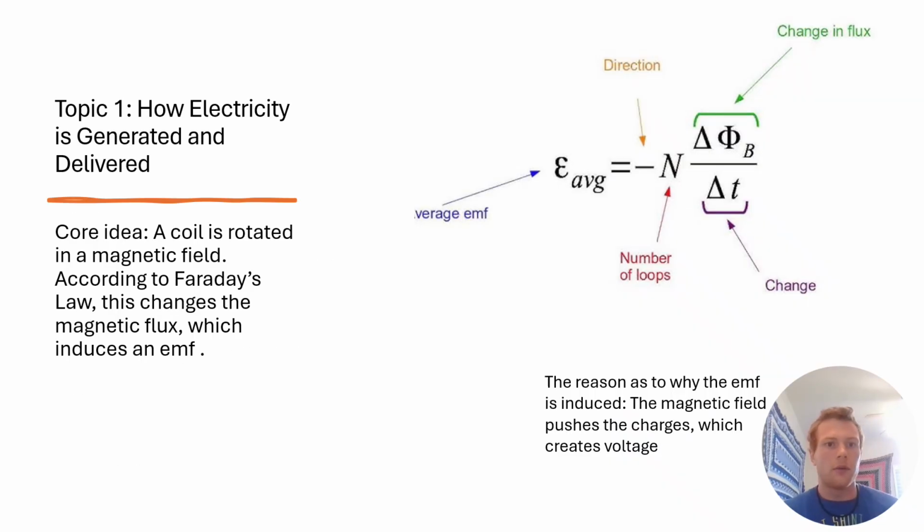Again, how is electricity generated and delivered? So the main idea is Faraday's law. The change in magnetic flux is going to be our EMF, and so we can use that to pretty much transform the mechanical energy that we generated in these power plants and bring it to the house.